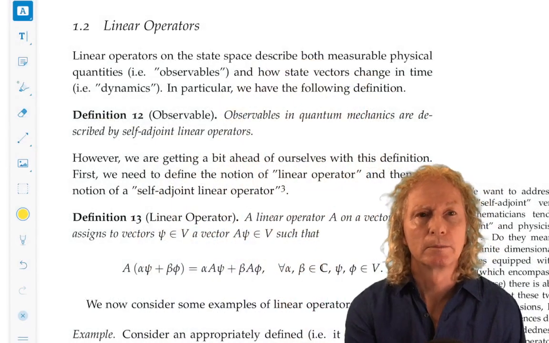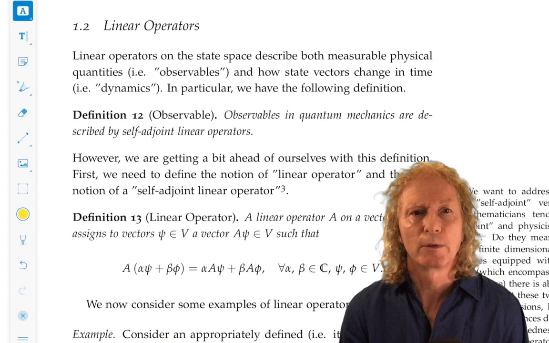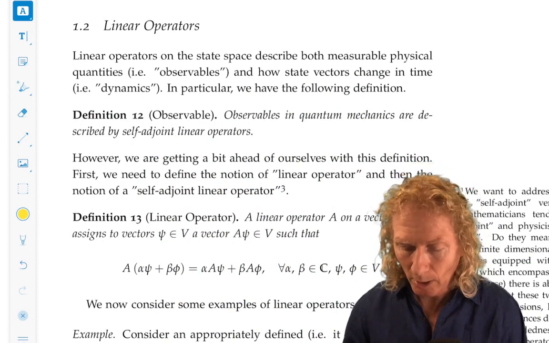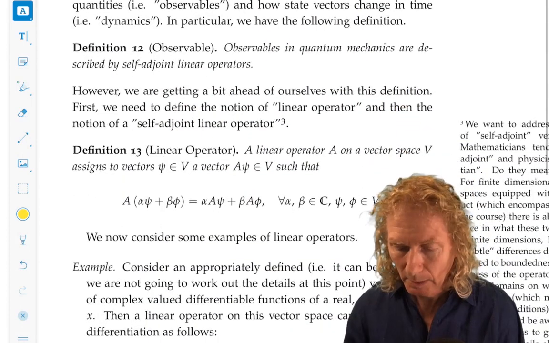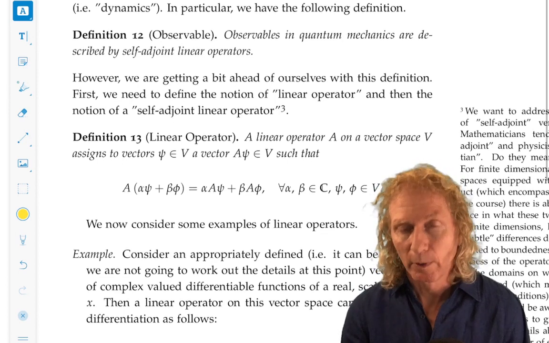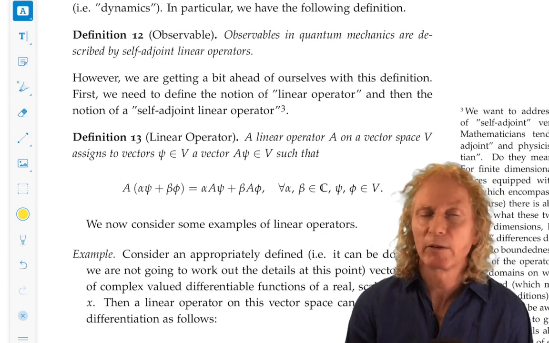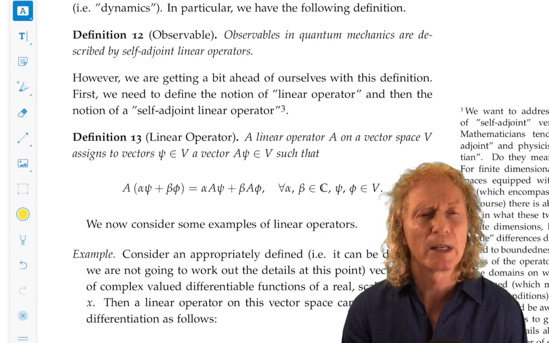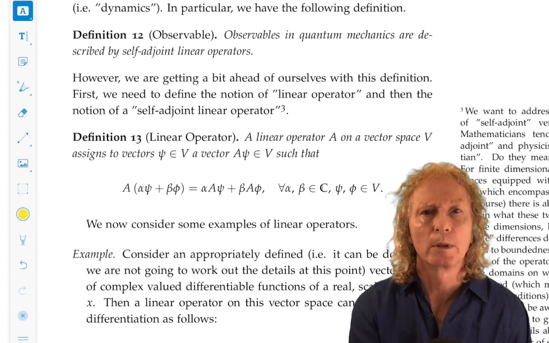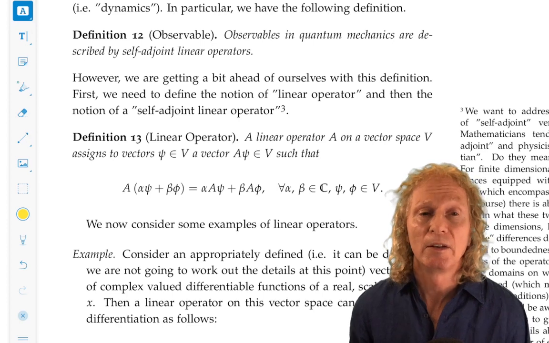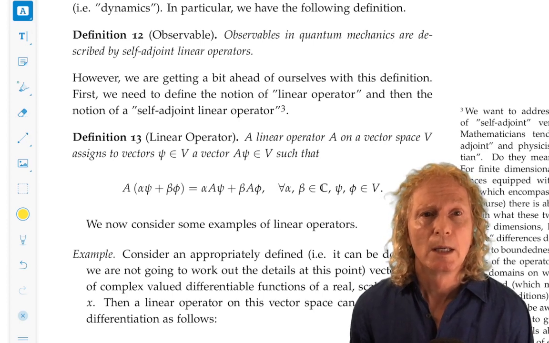So, linear operators. First of all, let's get the definition out of the way. A linear operator on a complex vector space. Actually, let me back up. It doesn't have to be a complex vector space, just any vector space. So a linear operator A on a vector space V assigns to any vector psi another vector, A psi, in V.